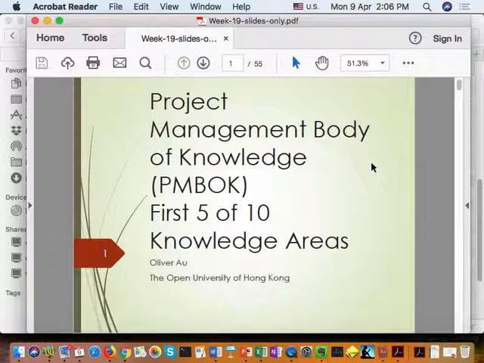Some of the materials are new this year. For example, started last part of last class, we talked about the PMBOK, which is the study guide or the knowledge definition of how to get the project management professional qualification. So we'll continue this week and next week to talk about it. And we started a little bit last week.